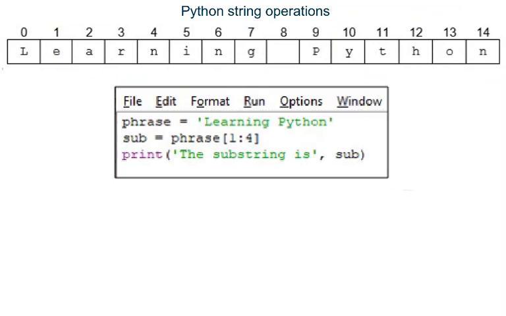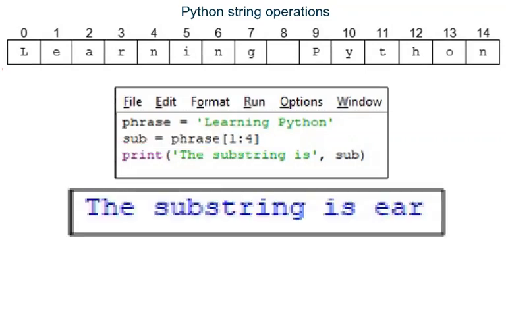To find a substring, we again put integers inside square brackets, but this time we put 2 integers separated by a colon. So line 2 of this program creates a variable named sub and stores inside sub a substring of the string that is stored in variable phrase. When the program is run, we see that the substring ear has been stored in variable sub.